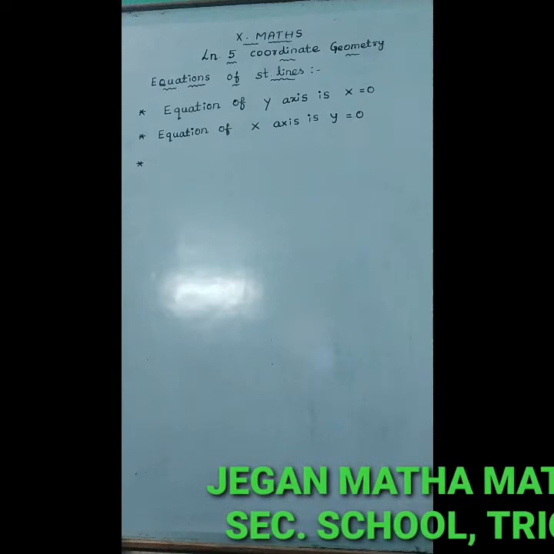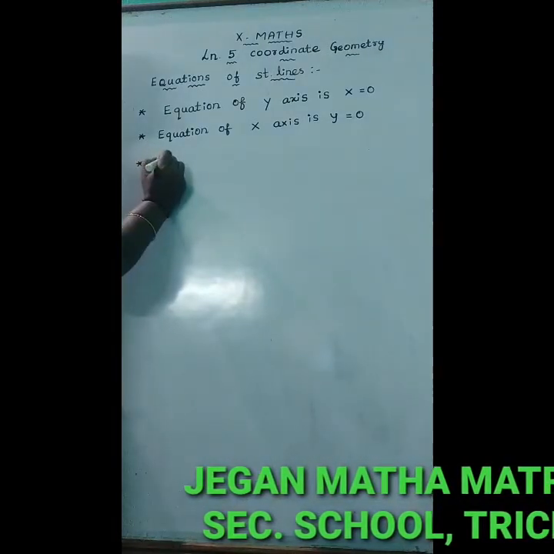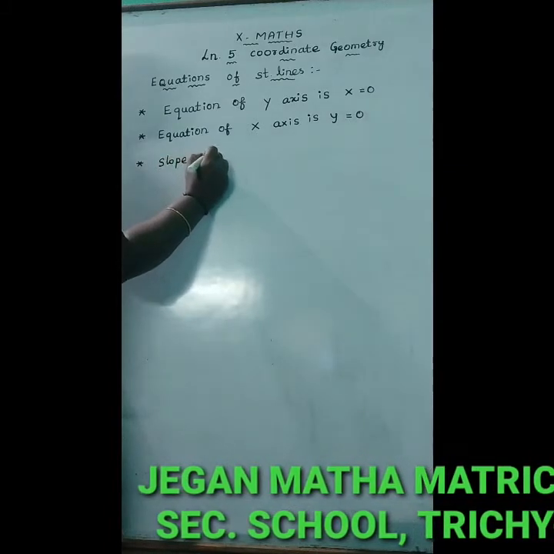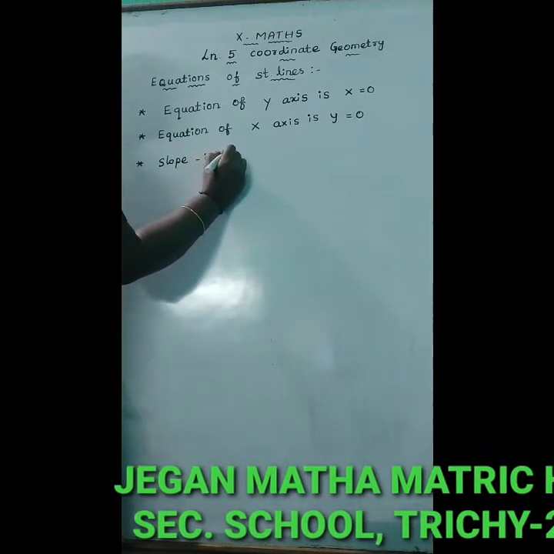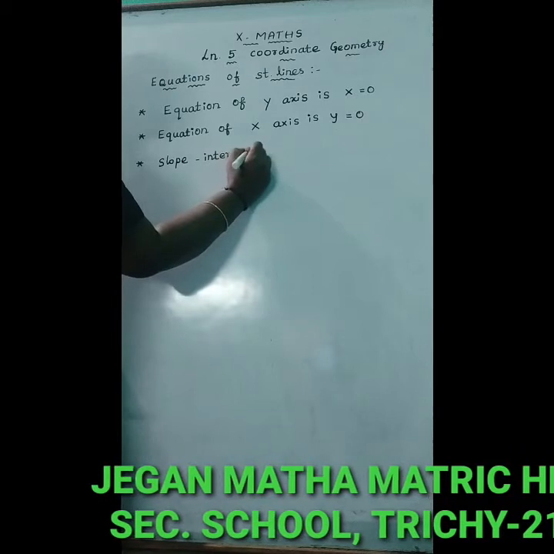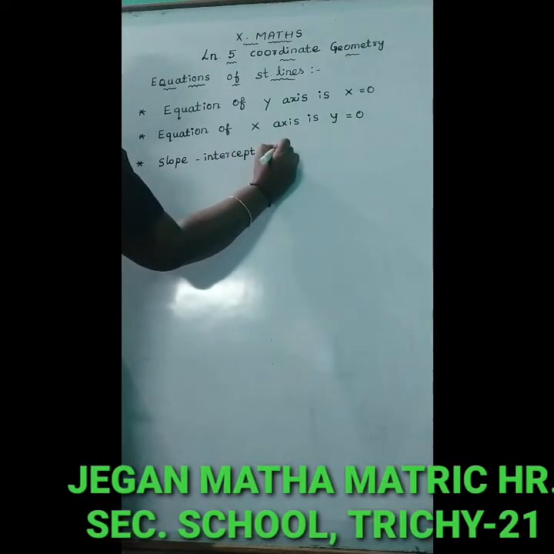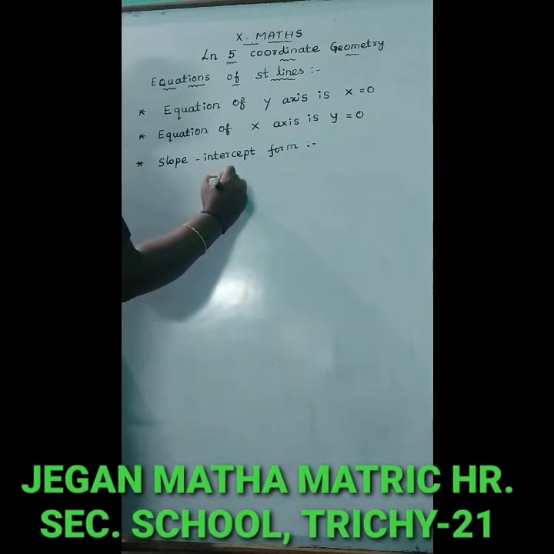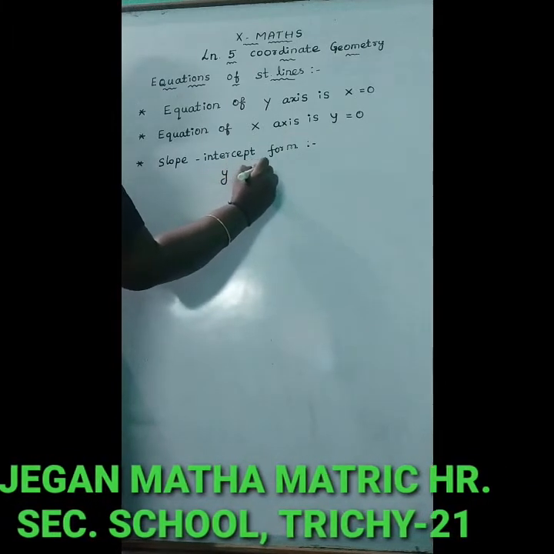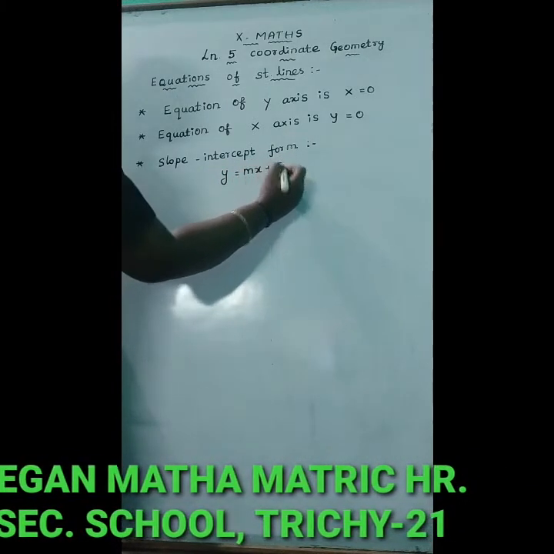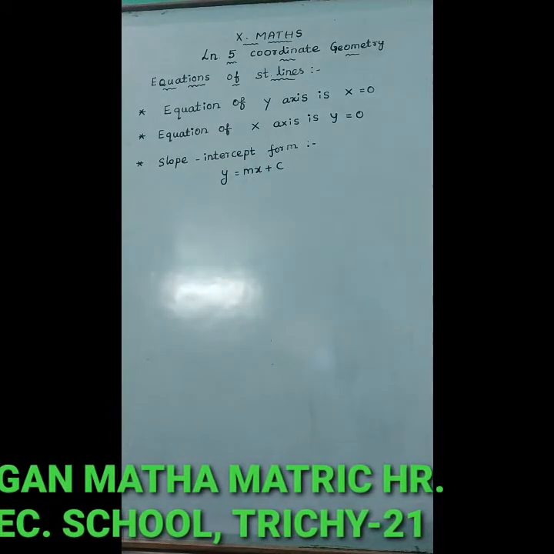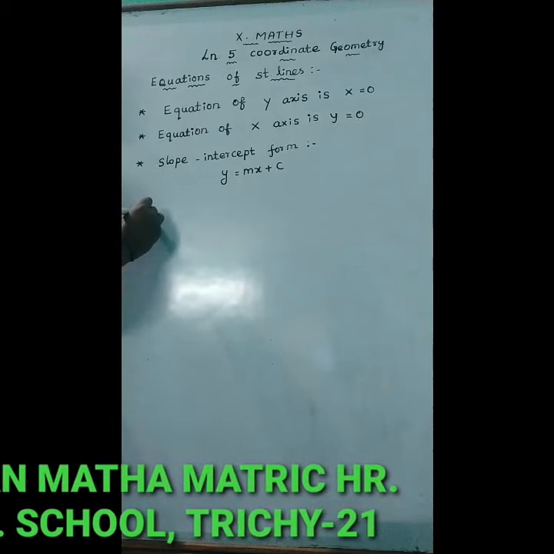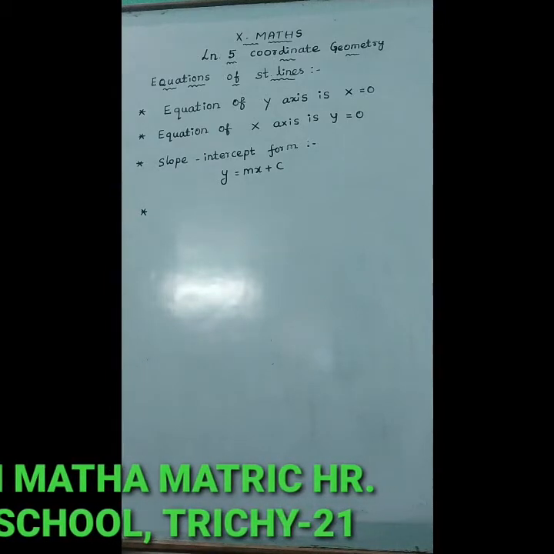Next we use the slope intercept form in this exercise. The slope intercept form of the equation of a straight line is y is equal to mx plus c. Here m is equal to the slope, and c is equal to the constant term in the given equation.